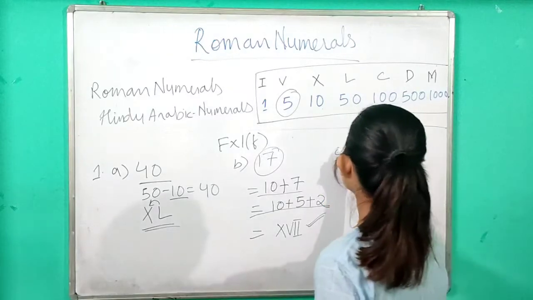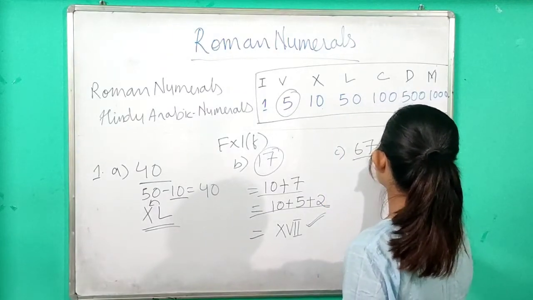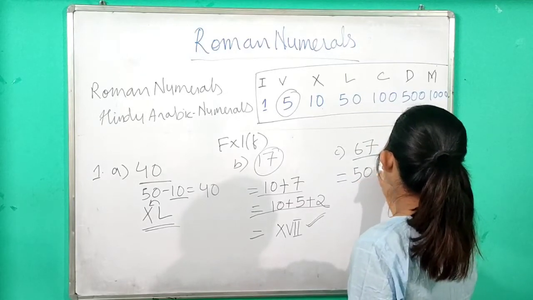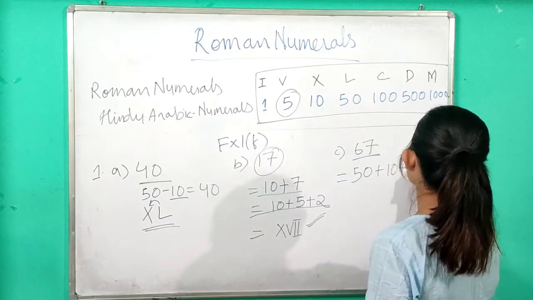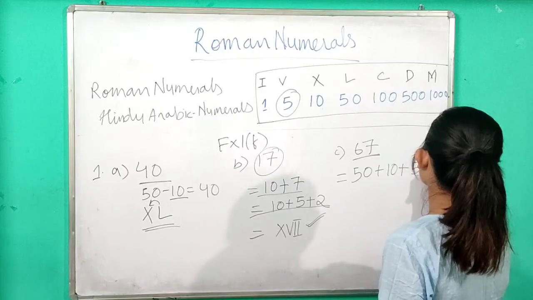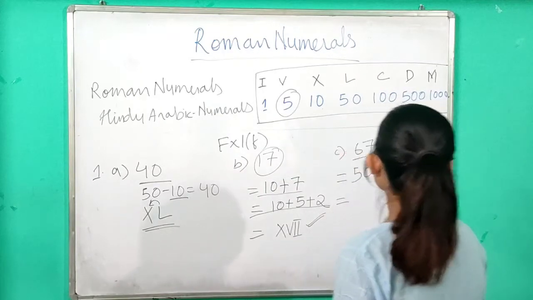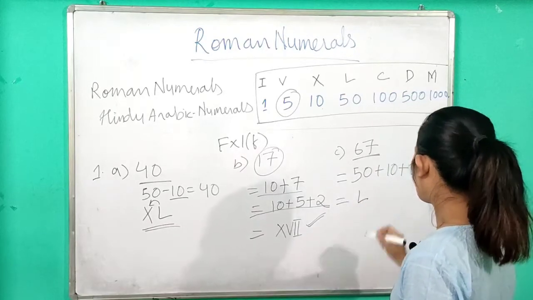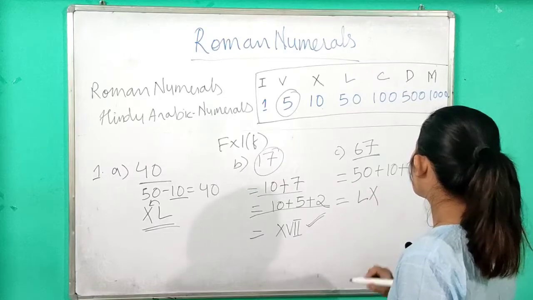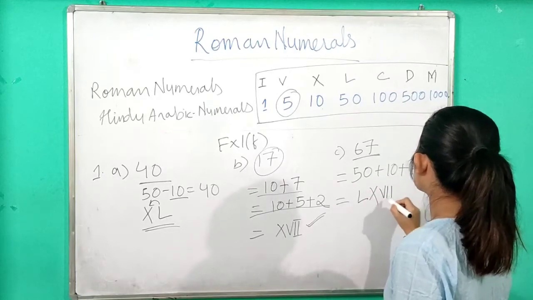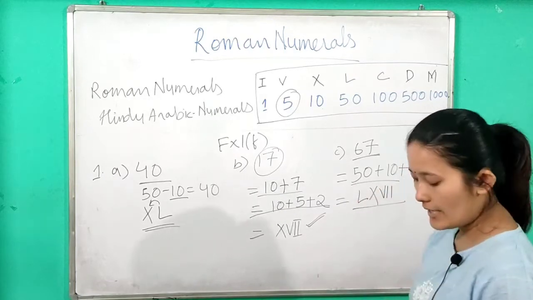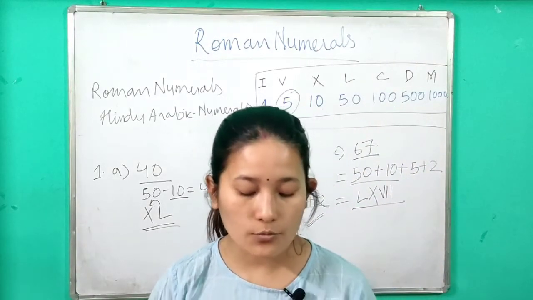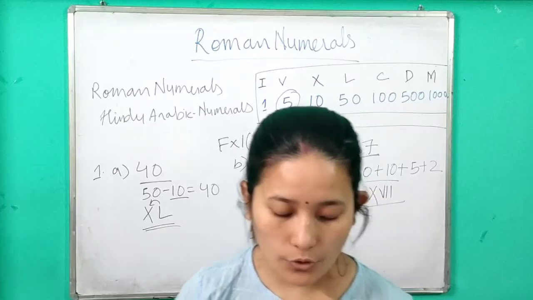Similarly, let's do it for 67. Now 67 is also nearest to 50, so 50 plus 10 plus 7, and 7 can be written as 5 plus 2. This would be your 67. So 50 can be written as L, then you have X as 10, then V for 5 and II for 2. This would be your 67. I hope you could do exercise 1. Rest, please complete it on your own.